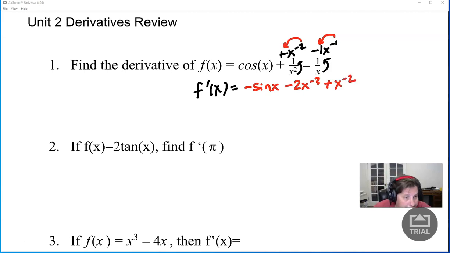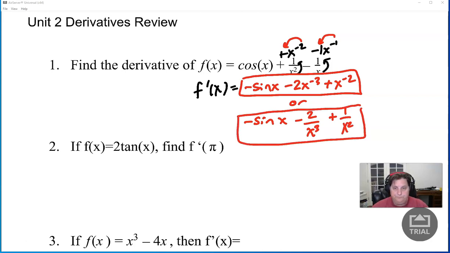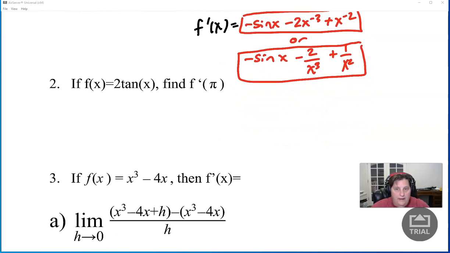Now remember we talked about on a multiple choice test, you might see it like this, or you might see it written like this, and you just have to check and see which way they're going to write it. Whoops, let me go back and put that as 1 over x squared.